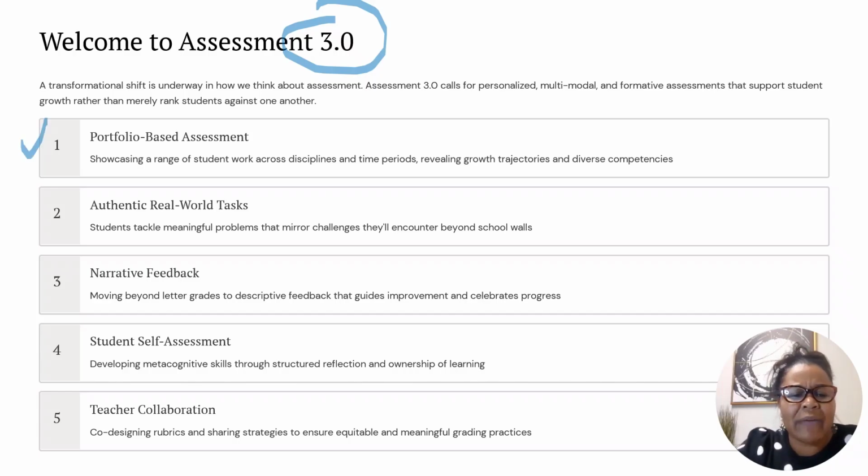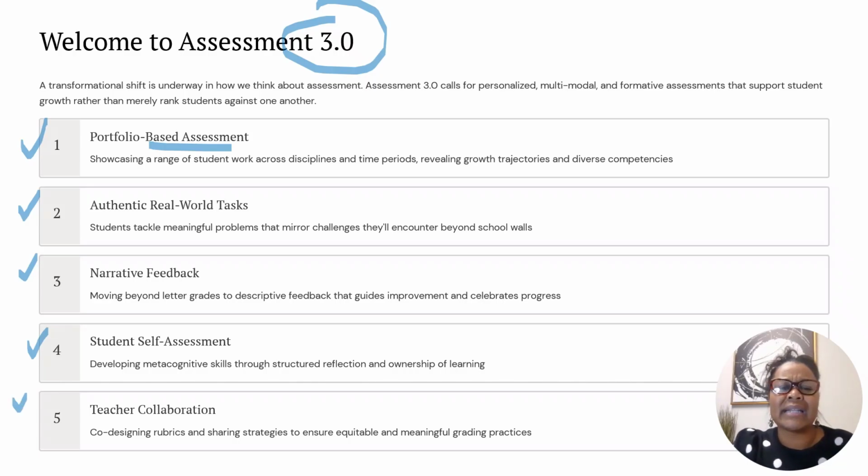Of course, we have the portfolio. This is nothing new, but really being able to put content in a portfolio to demonstrate learning, using authentic real-world tasks where they have to do or demonstrate what they've learned. Of course, feedback throughout, being able to narrate their feedback, narrate the grade, why, and what they've done to improve different points. Of course, self-assessment, and then teacher collaboration, like teachers sharing their rubric, or it is co-designed by not only the teacher, but also the student.